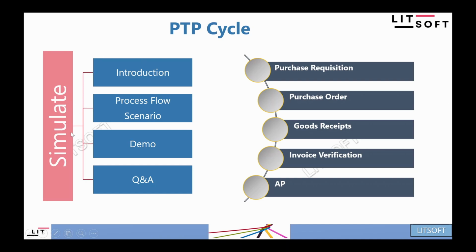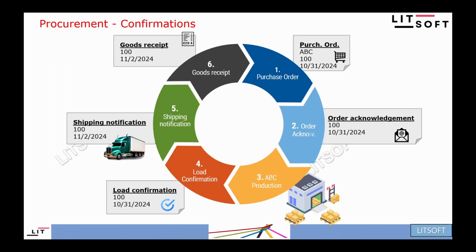We will simulate this in the system, and on our website litsoft.com you will have the PTP cycle introduction, process flow, scenario, demo, question answers, quiz, and everything. For confirmation, at a glance, you have the purchase order, say 100 quantity on a date. Then order acknowledgement, where the purchase order is acknowledged by the manufacturing facility. When loading is happening, load confirmation and shipment notification will be sent for the inbound deliveries, and the goods receipt will happen. This is the overall confirmation process.